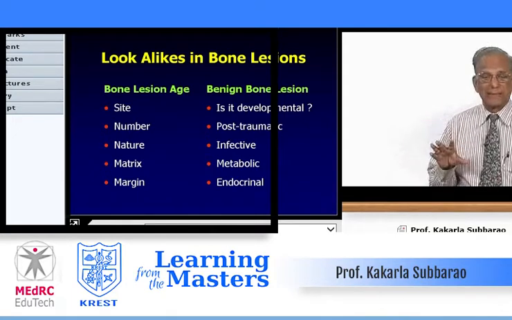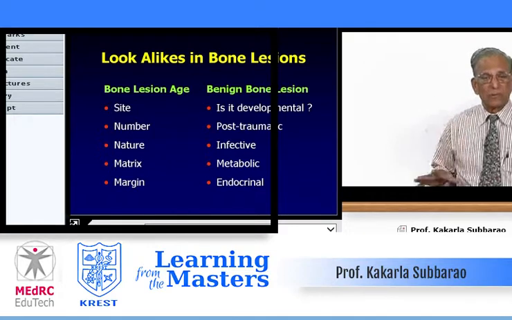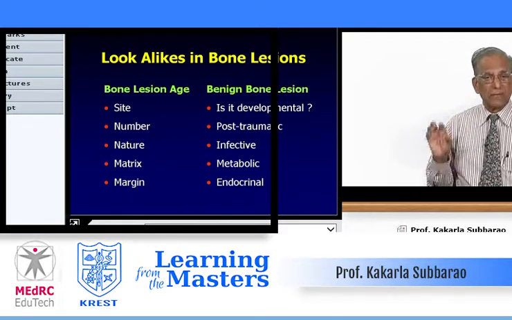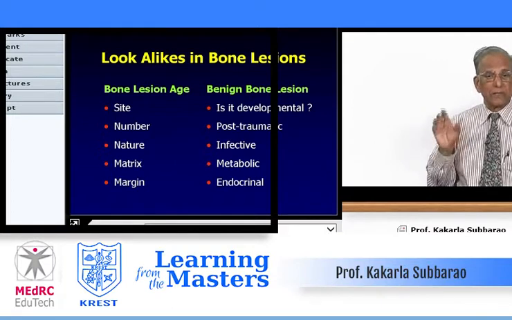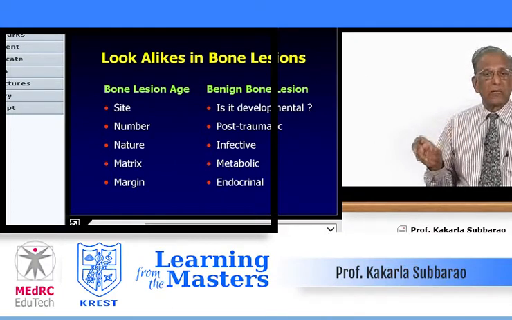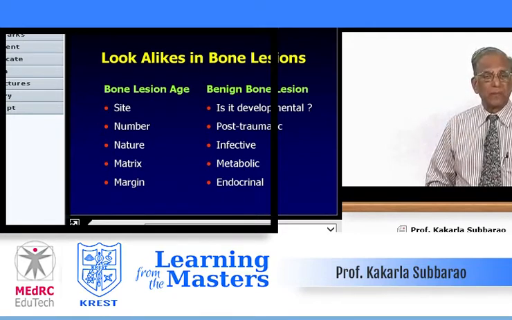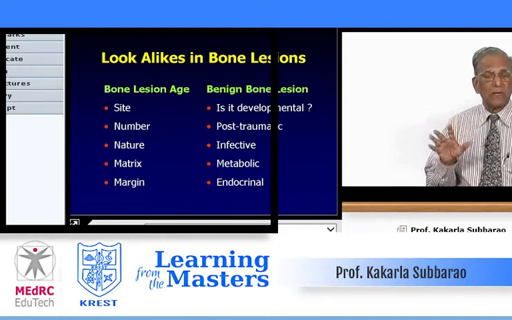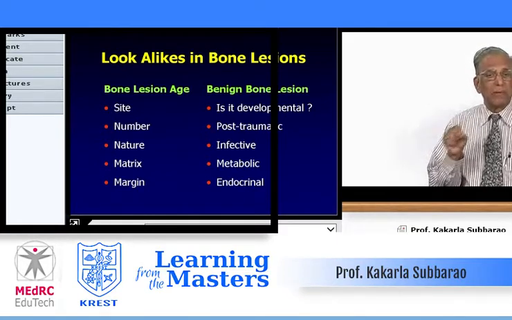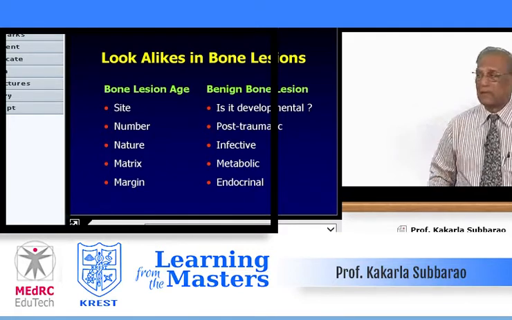And then site. See, the long bones, for example, have a diaphysis, metaphysis, epiphysis. Certain lesions occur exclusively in diaphysis. Certain lesions occur exclusively in epiphysis. But most of the lesions occur in the diametaphyseal region because that is the growing part of the bone. So one has to be careful in looking at the site of the lesion. It may extend all the way up and down, but look at the site of the lesion.